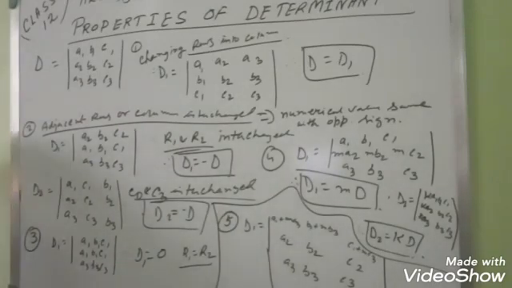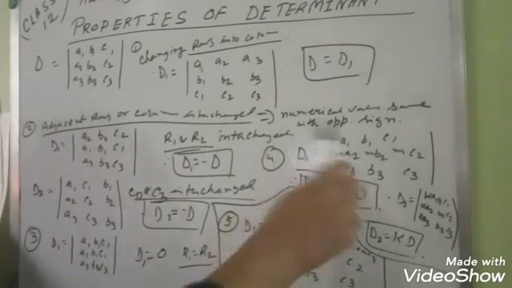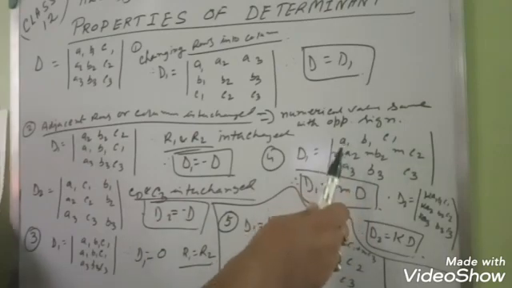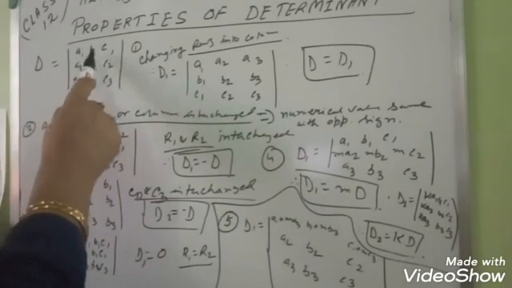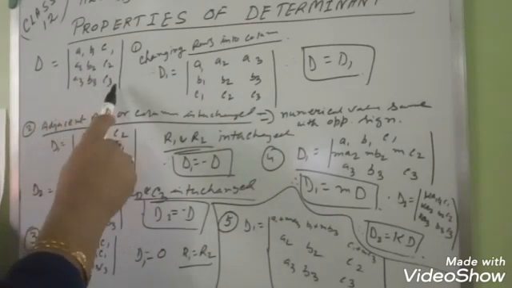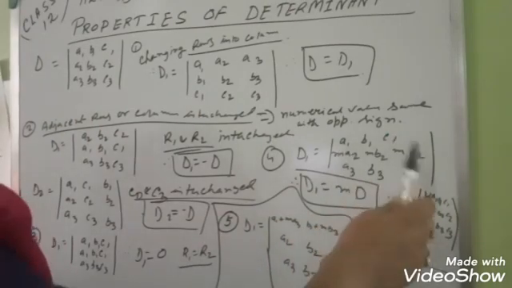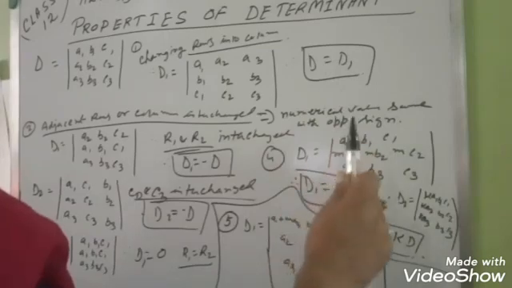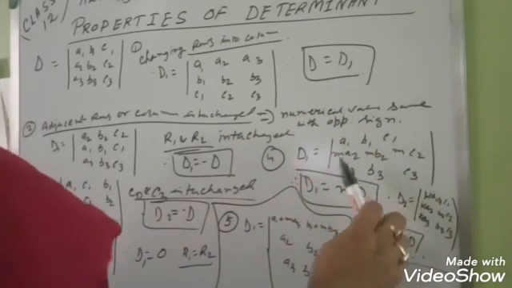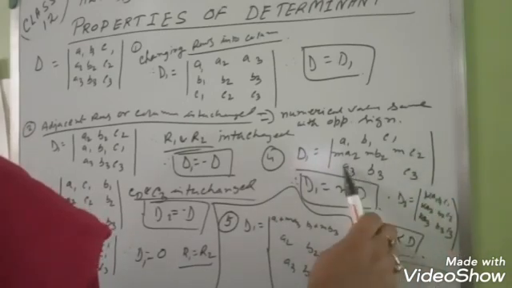What is the property? If each element of a row or column of a determinant be multiplied by the same quantity, then the determinant is multiplied by that quantity. D equals A1, B1, C1, A2, B2, C2, A3, B3, C3. And D1 equals, say, the first row remains the same, A1, B1, C1, and the second row multiplied with one scalar quantity, let that be M. So MA2, MB2, MC2. The third row again remains the same, A3, B3, C3.